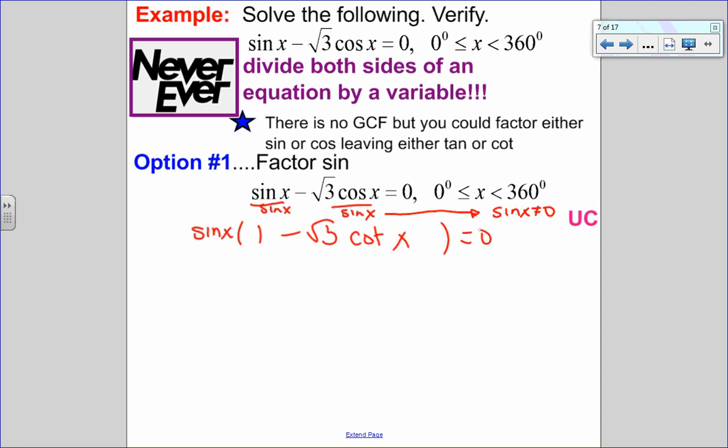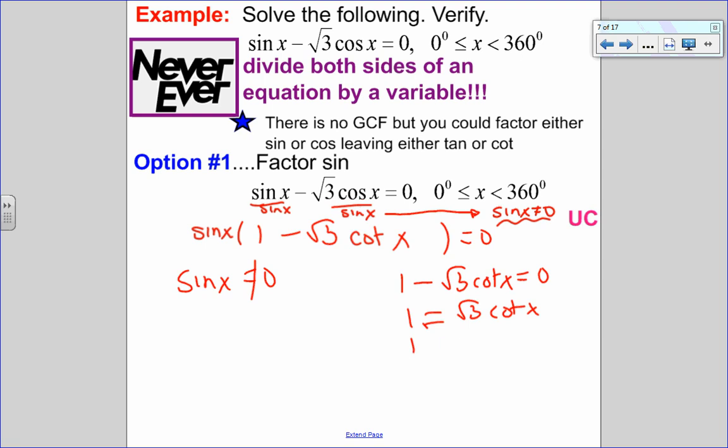So now I've factored it, and I'm going to set each factor to 0. So sine x can equal 0, or 1 minus root 3 cotan x equals 0. Well, we just said that sine x can't be 0, so that's not a solution because it will introduce a non-permissible value. So over here, let's add root 3 cotan x to both sides, and then I'll divide both sides by root 3. Okay, so I have 1 over root 3 equals cotan x.